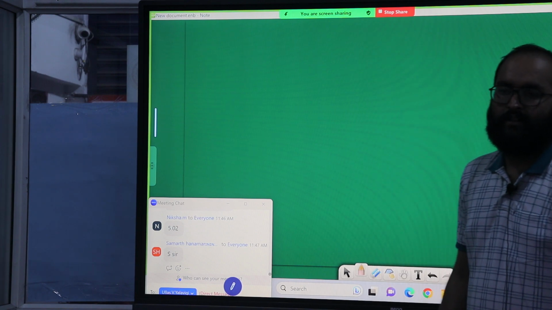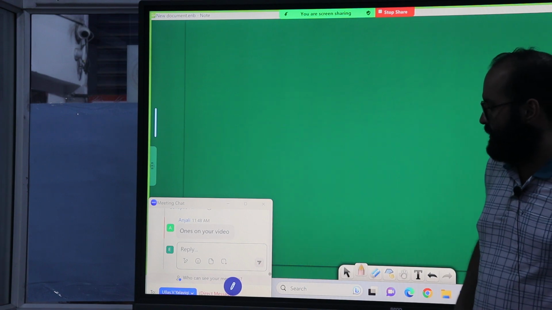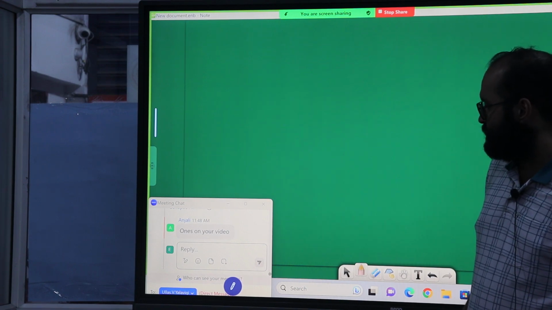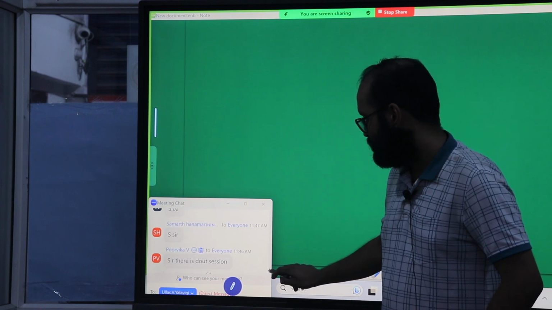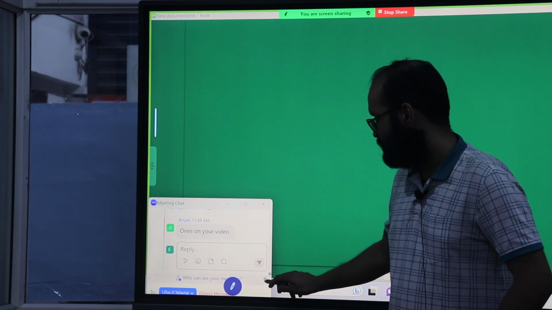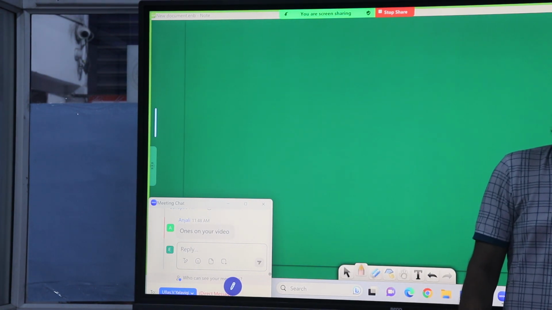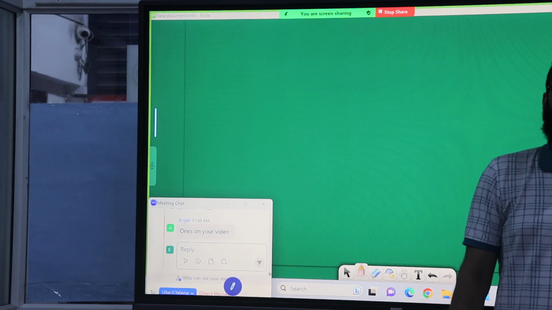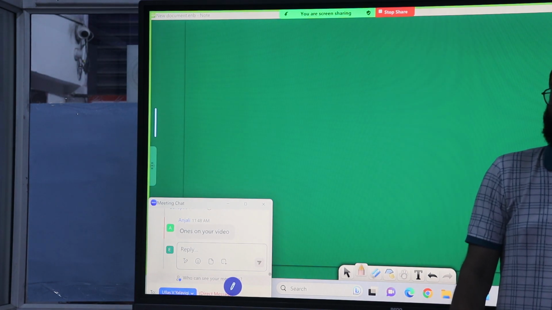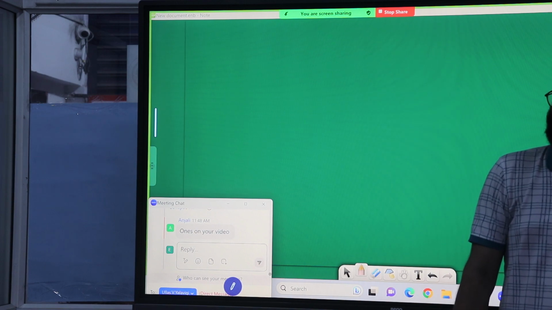Next. Clear? Done? Next in chapter number 8, measurement. What about chapter number 8, measurement? Does anyone have any problem in that, new students? Doubts we'll look at later, but what about the topics, the concept in measurement?